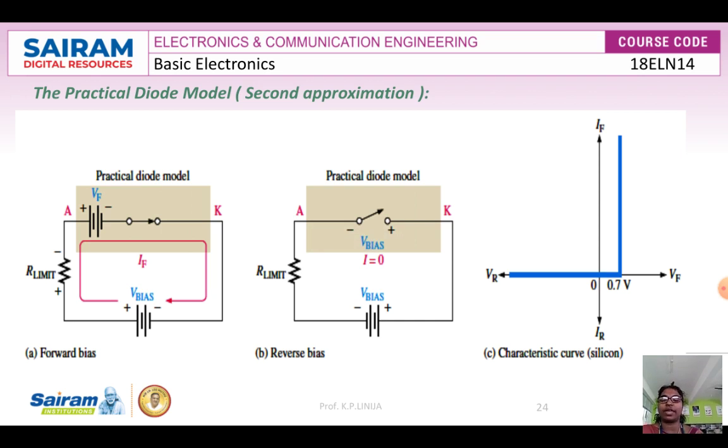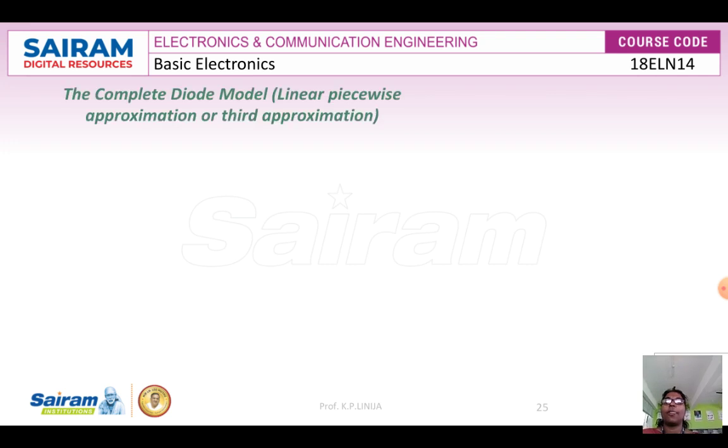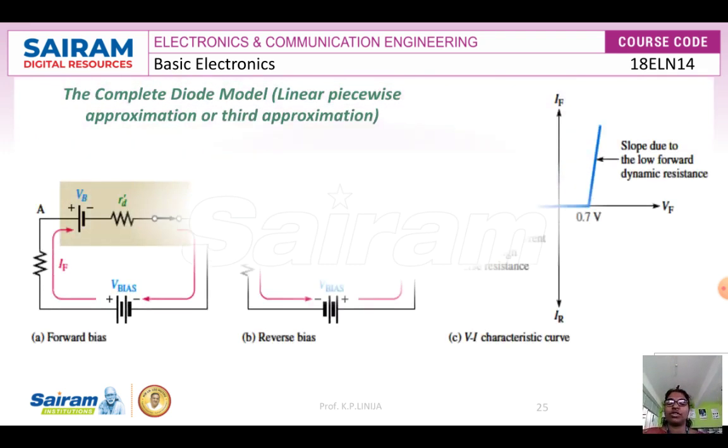Here we have the practical diode model. Whenever forward bias condition is applied along with the bias voltage, in the forward bias characteristics there is a voltage drop of up to 0.7 volt. That is called the forward voltage. So when comparing with the ideal diode model, the accuracy of the practical diode model is increased up to 0.7 volt.